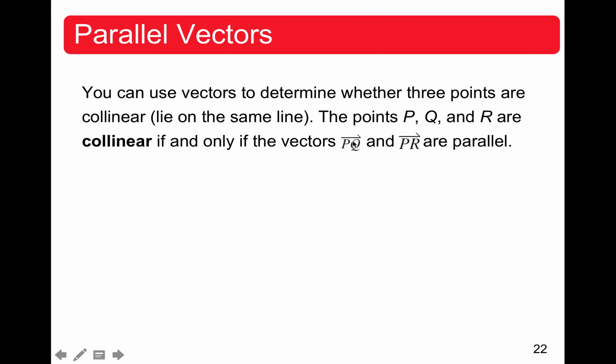Okay, so you can use vectors to determine whether 3 points are collinear, so they're lying on the same line. The points P, Q, and R are collinear if and only if the vectors PQ and PR are parallel.